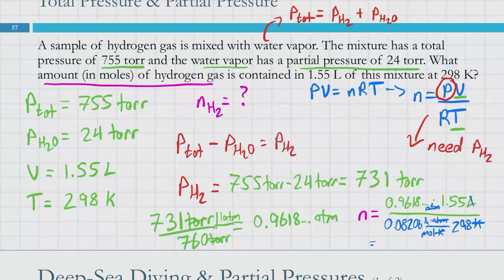Okay, then we'll just finish writing out the calculation. 0.06096, repeating or continuing more stuff, moles.